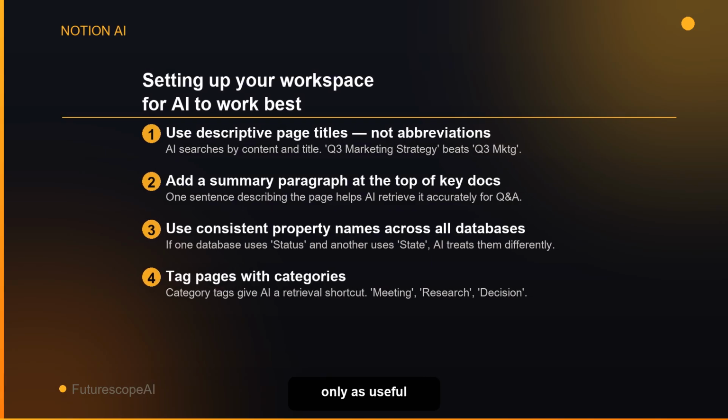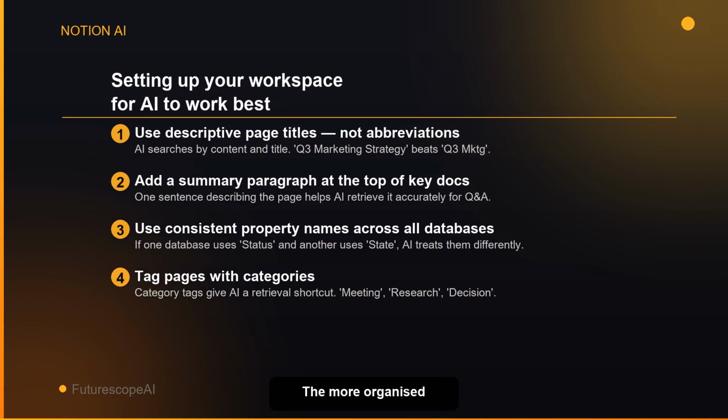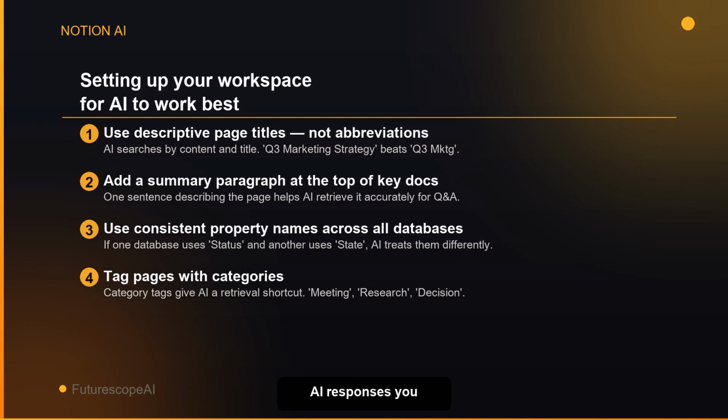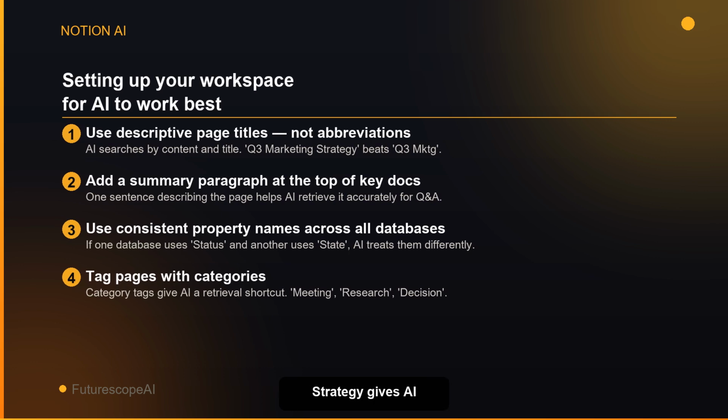Notion AI is only as useful as the content in your workspace. The more organized and comprehensive your setup, the better AI responses you get. Step 1. Use descriptive page titles. Q3 marketing strategy gives AI much more to work with than Q3 MKTG.